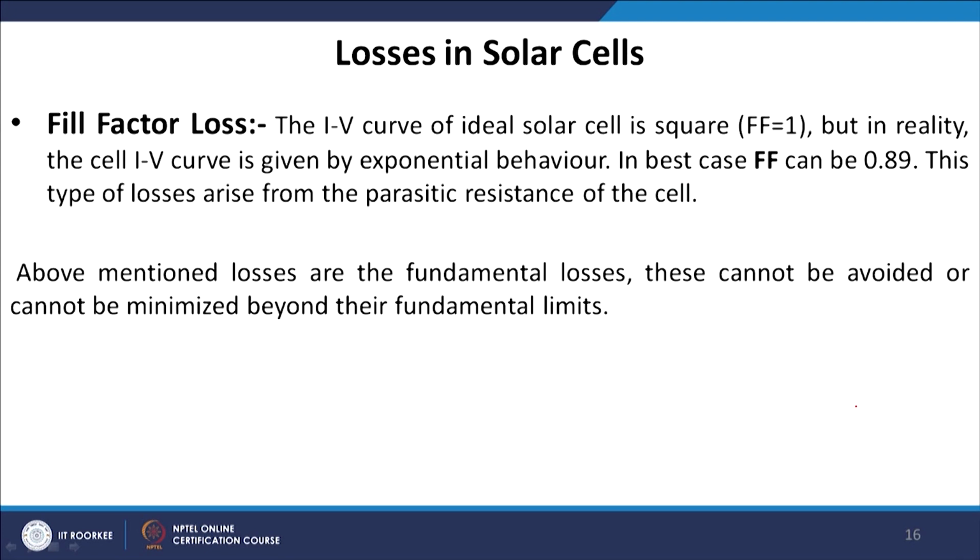This happens due to the unavoidable Auger recombination. Fill factor loss: the IV curve of the ideal solar cell is square and the fill factor is 1, but in reality the cell IV curve is given by an exponential behavior. In the best case, FF can be 0.89. This type of loss arises from the parasitic resistance of the cell.